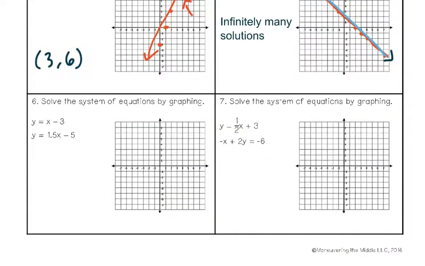Let's look at question 6. If you struggled with question 6, you probably struggled with this second equation. Having a slope of 1.5 is a little more difficult to graph. We like to have it as rise over run as a fraction. So the first thing I would do is rewrite that second equation. Instead of 1.5, I can write that as 3 over 2. That's more helpful because you can graph it as rise over run, way better than just 1.5.